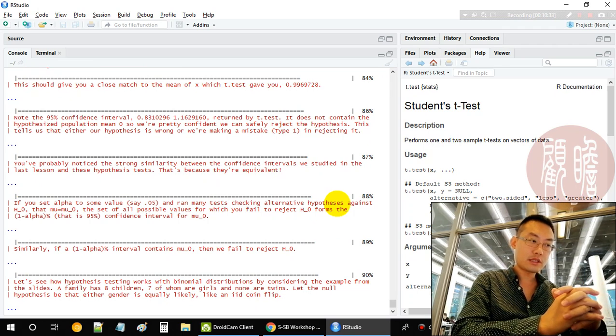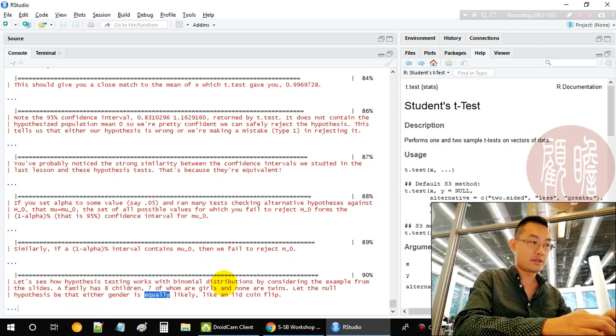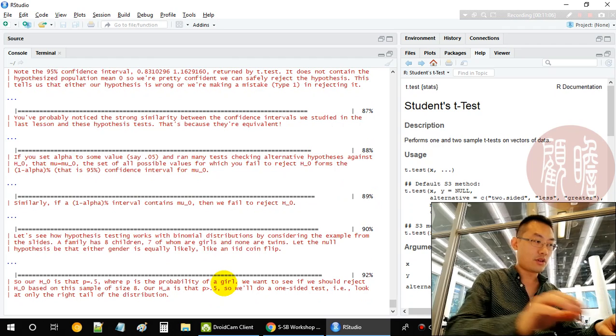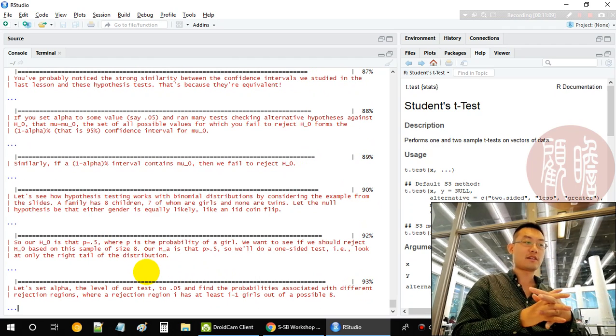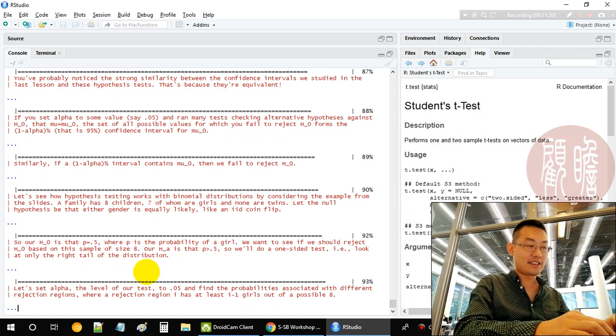Okay, now we move to a different distribution called the binomial distribution. It's a discrete distribution. Consider the example from the slides: a family has 8 children, 7 of whom are girls and none are twins. Pretty many girls. Let the null hypothesis be that either gender is equally likely. It's like a coin flip. So normally with 8 kids, there will probably be 4 girls and 4 boys. Now since we have 7 girls and 1 boy, is this considered a rare event or not?